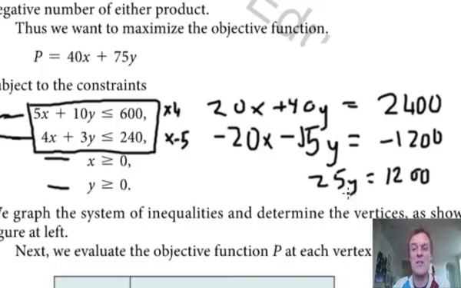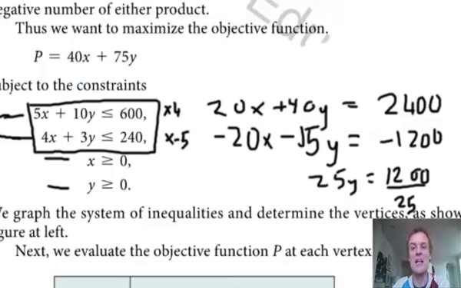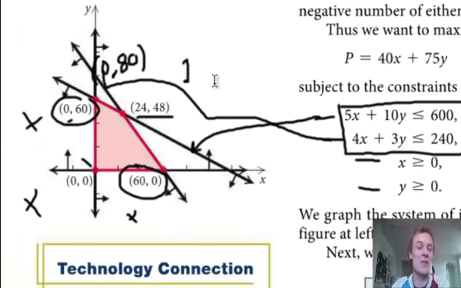And if I divide that by 25, I should get y equals 48. Let's just have a look. So 1200 divided by 25 equals 48. When I put it back in, I'll get x equals 24. So I have just found my vertices.